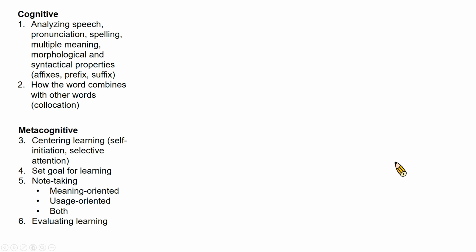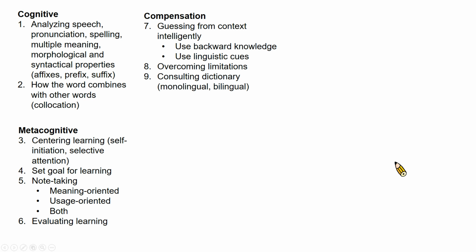The next one is evaluating learning. Evaluate how well you learn the vocabulary. The next one is compensation strategies, including guessing from context intelligently. It also includes two parts. The first is using background knowledge. It means guessing the word from the top-down approach by, for example, thinking about the main gist of the reading and then guessing intelligently what the unknown words may be like.